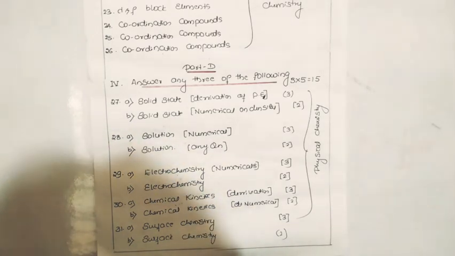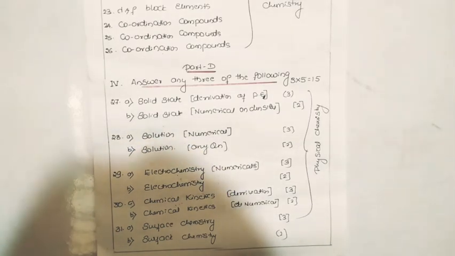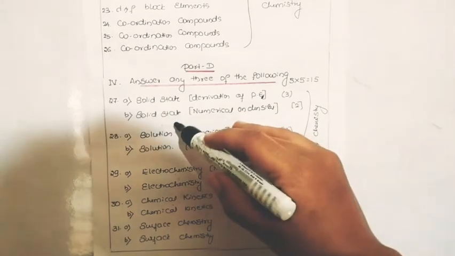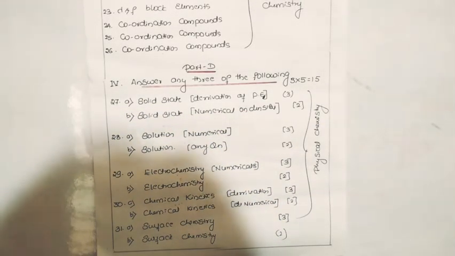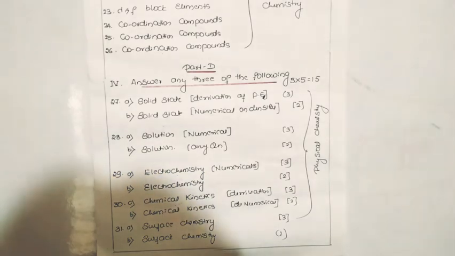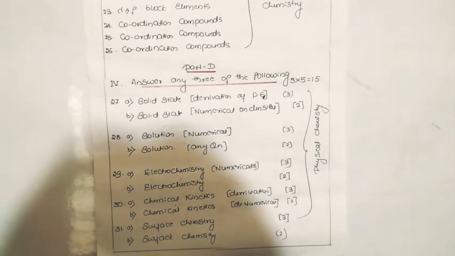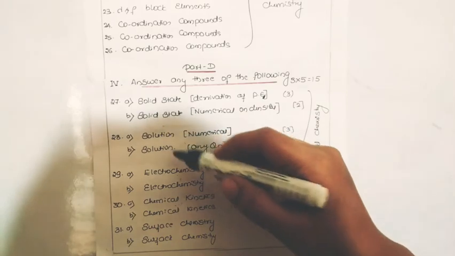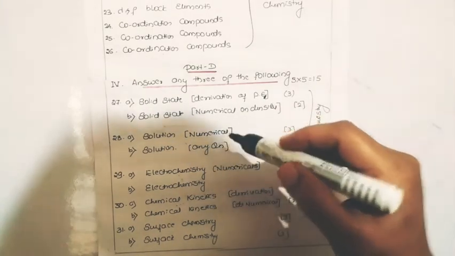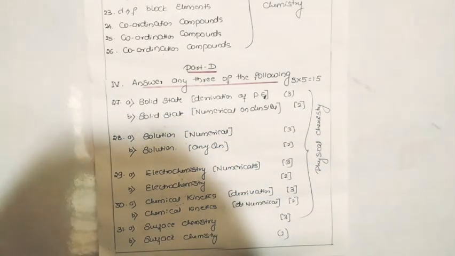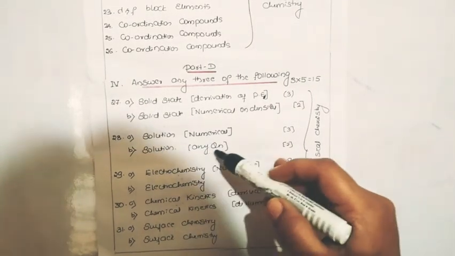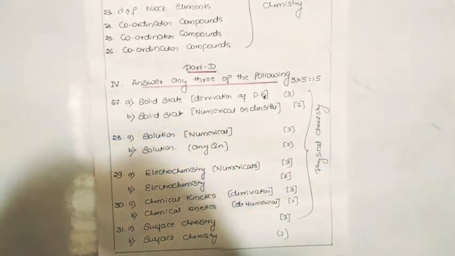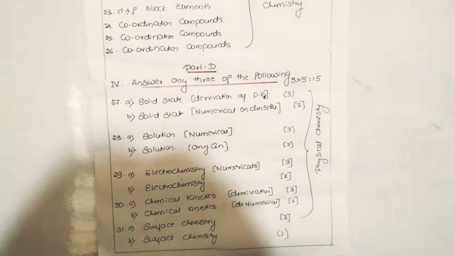In the 27th itself, in (b), you will have a question from solid state. It might be a numerical on density, so density-related numericals might be asked. Now the 28th question will be from the solutions chapter. Solutions 1 will be a compulsory numerical for 3 marks, and another question will be from solutions for 2 marks, maybe a question like the difference between ideal and non-ideal solutions.